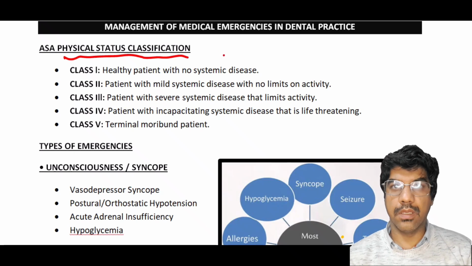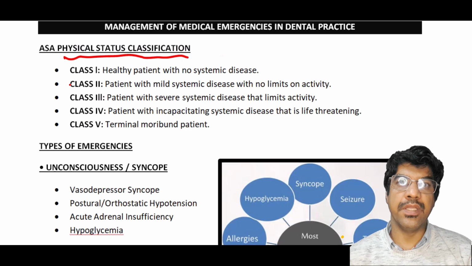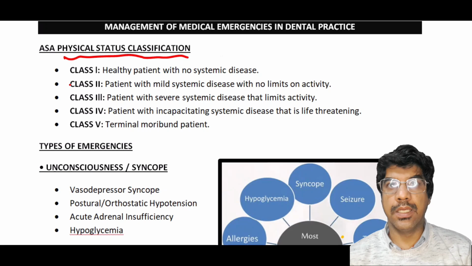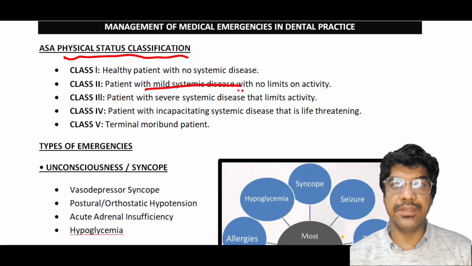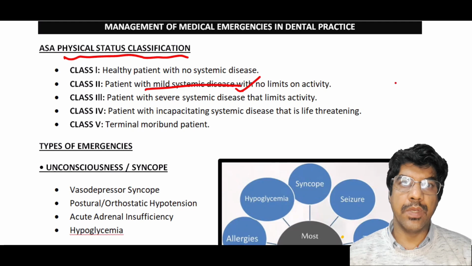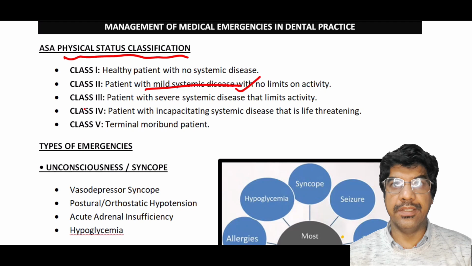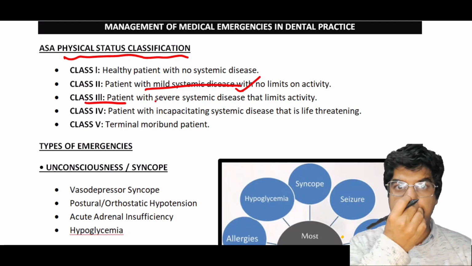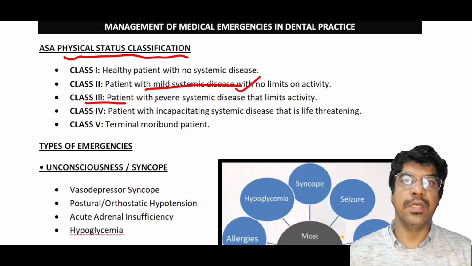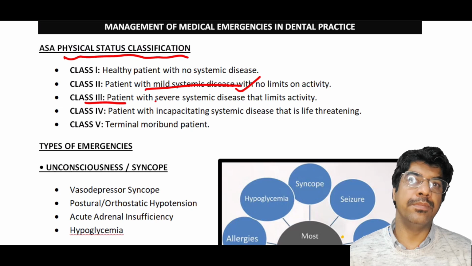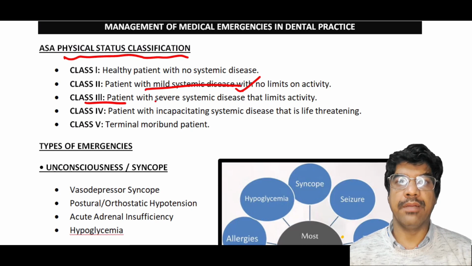Class 1 means the person is healthy with no major illness. Class 2 shows a patient with a mild systemic disease but who can still do regular activities without any restriction. Class 3 is the patient with severe health issues, an individual who has severe health problems that limit their normal activities.